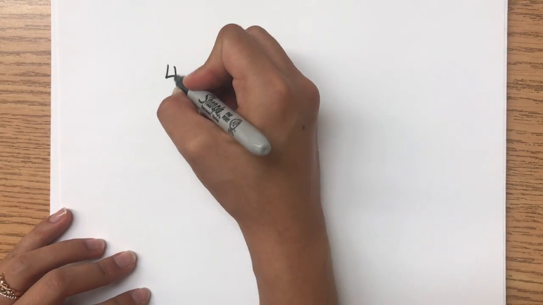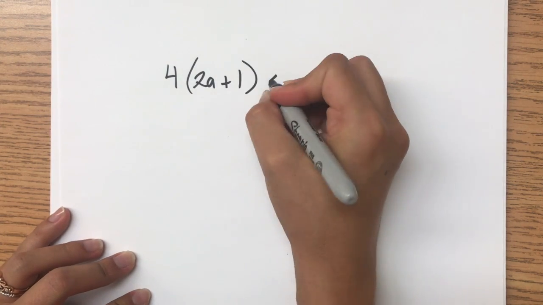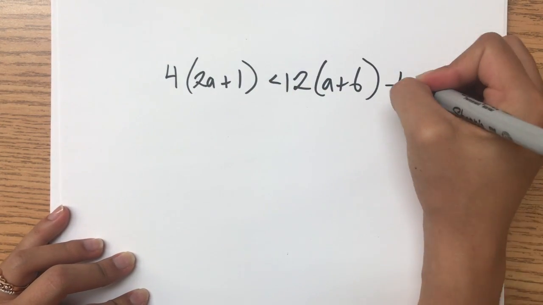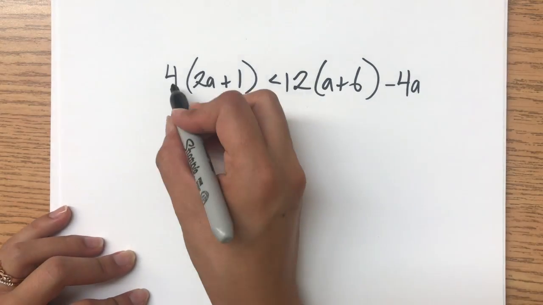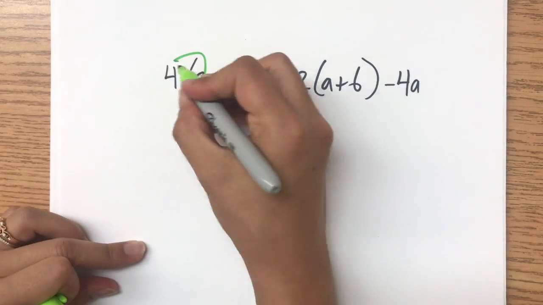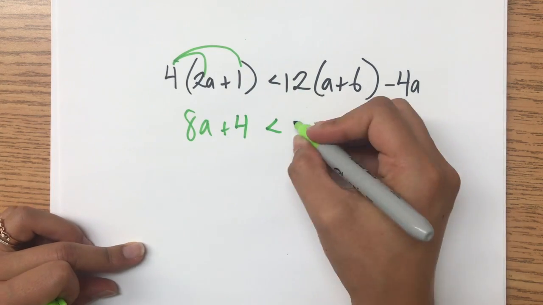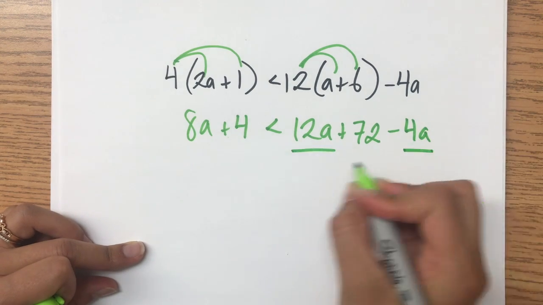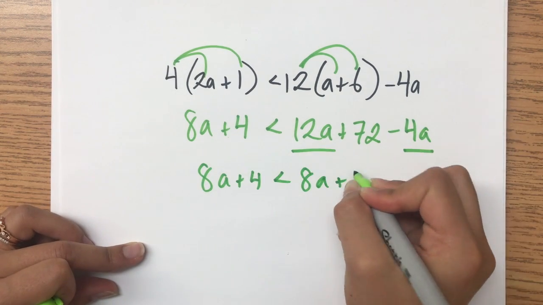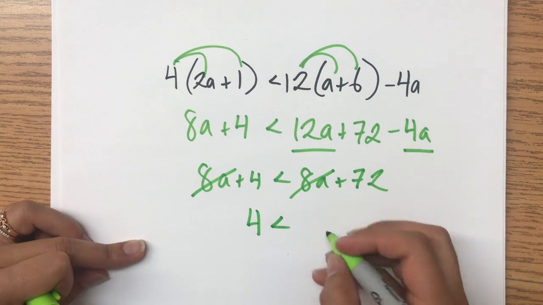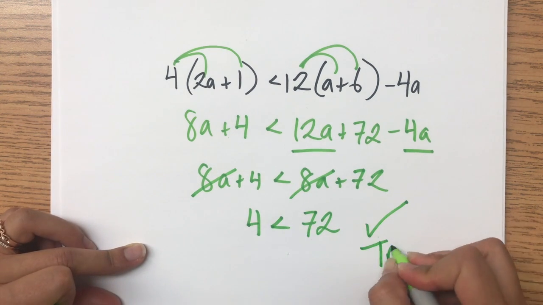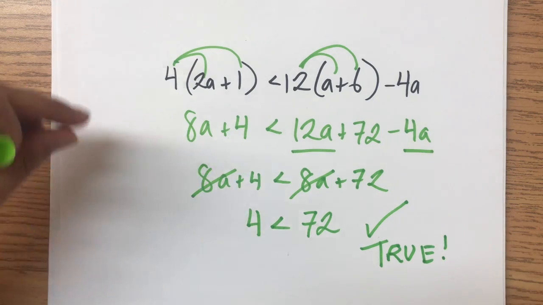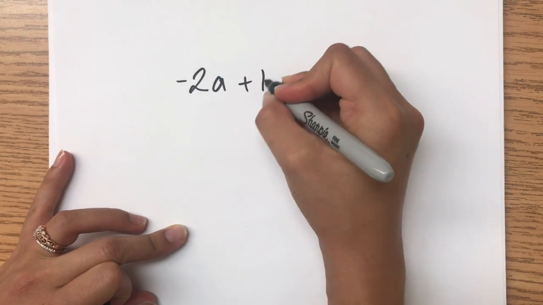We'll take a look at another example of this true-false thing. Say we have 4 times 2a plus 1 is less than 12 times a plus 6 minus 4a. So we're going to start by distributing that 4 and distributing the 12. So we get 8a plus 4 is less than 12a plus 72 minus 4a. Then we have a couple of like terms, so we will combine those on one side. But then I see that I have 8a on both sides, which means I can let them go poof. They go away. And then I get 4 is less than 72, which is true. Woohoo! So that was a true inequality.